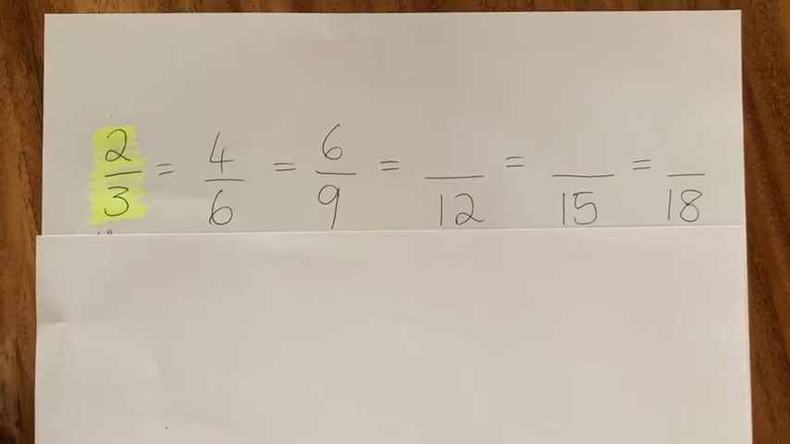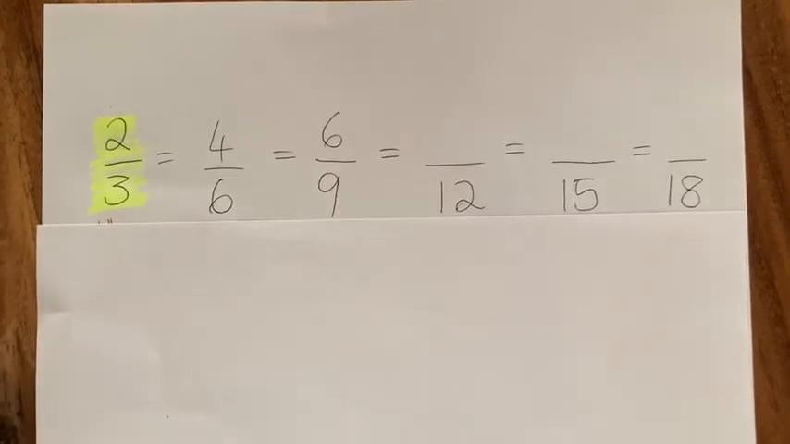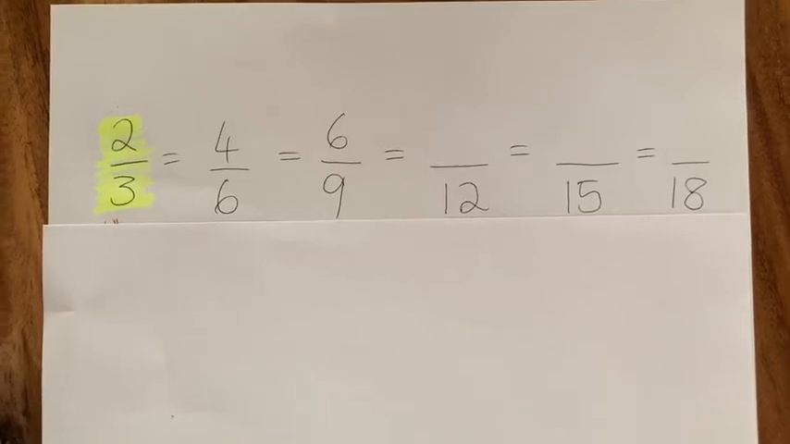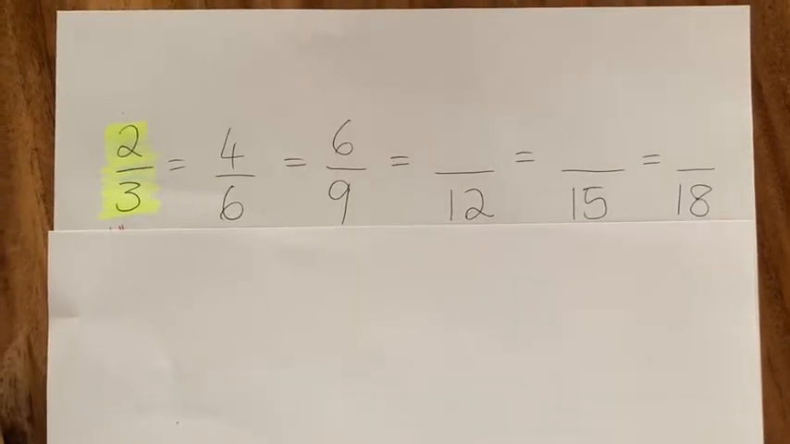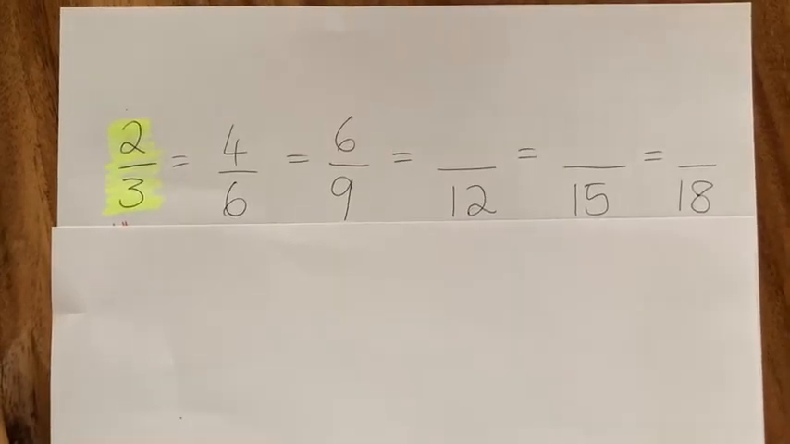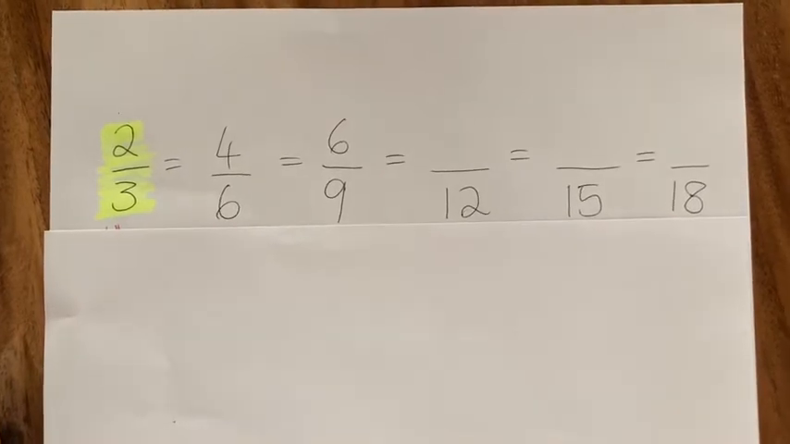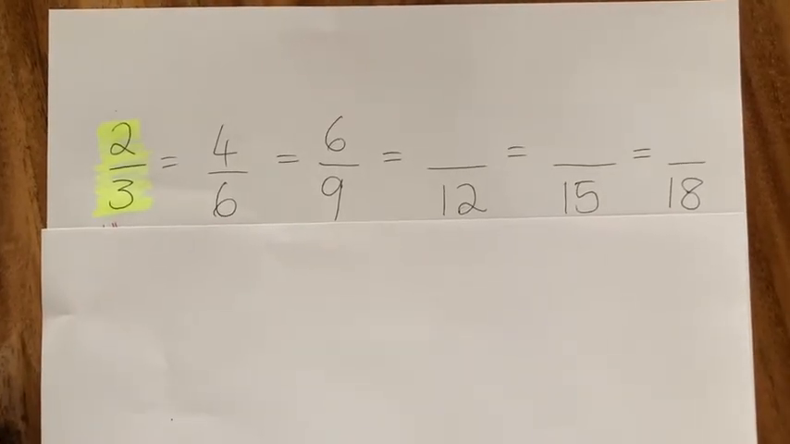Now you can see that we've got the bottom denominators 3, 4, 6, 9, 12, 15 and 18. We have the first three numerators of 2, 4 and 6. But now we have to work out what goes on the top of 12, what goes on the top of 15, and what goes on the top of 18.